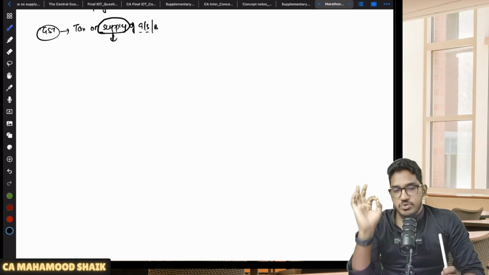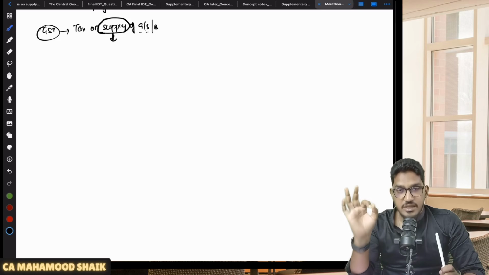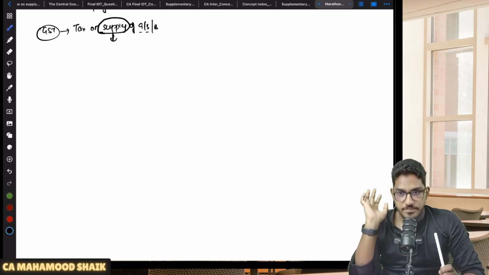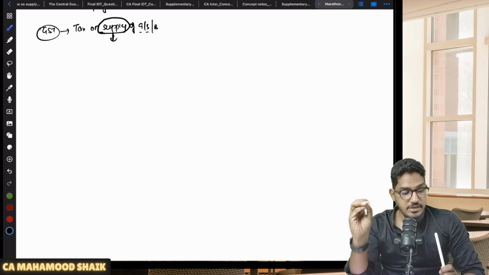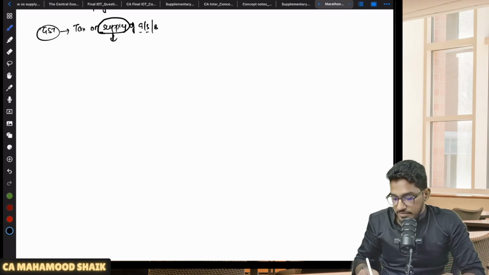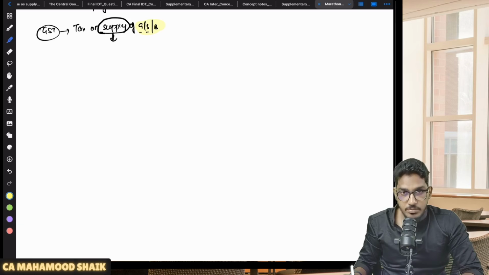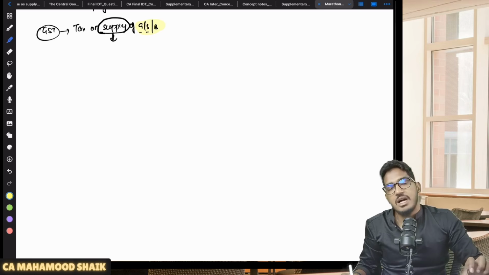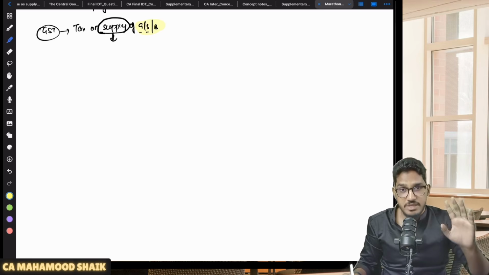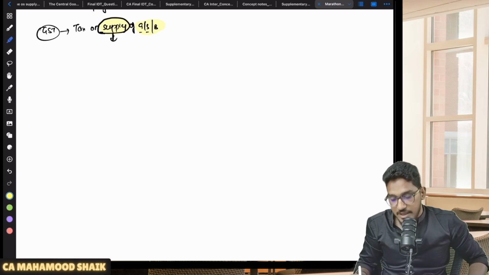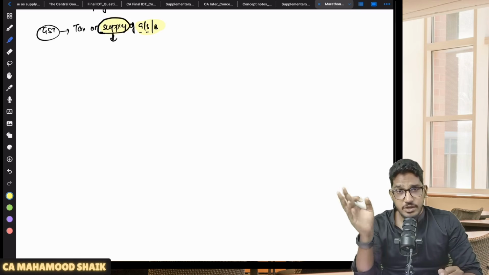In the Constitution of India itself, they have defined the term GST as a tax on supply of goods or services or both. That means for GST to be imposed, there must be goods, there must be services, or there must be both. But just having goods or services or both will not make the government come and impose GST. There must be a taxable event called supply.